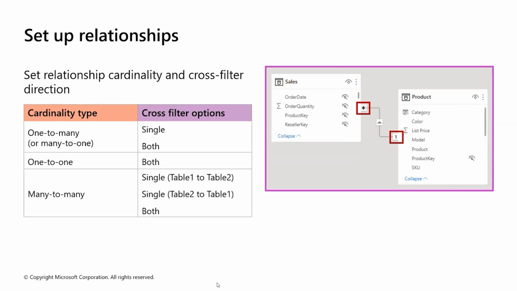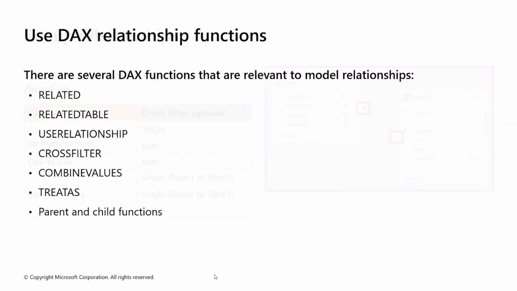Now let's move on to our next slide, which is using DAX relationship functions. So there are several DAX functions that are relevant to model relationships. So the first one is RELATED. This RELATED function retrieves the value from one side of a relationship, and it is useful when involving calculations from different tables that are evaluated in row context.